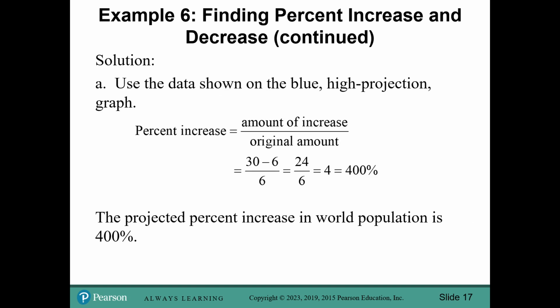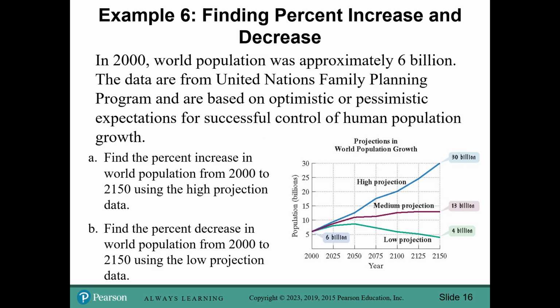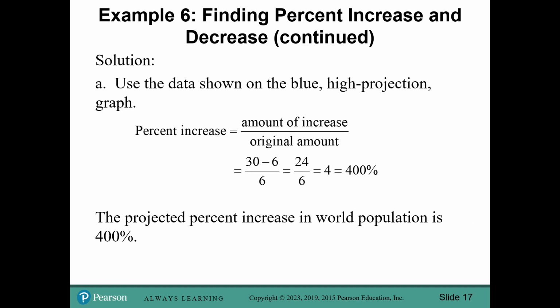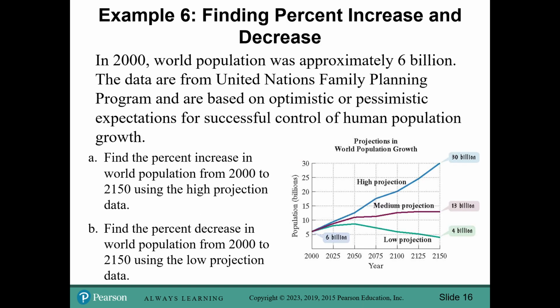Okay, so here's what we need to do. We need to use the data shown in blue, the high projection graph, and we need to look at the percent increase, which is the amount of increase over the original amount. The original amount starting here in 2000 is 6 billion. This is where all of them start. All the colors and all the projections start here at 6 billion. That is the number that's going to be on the bottom because that is the original amount. Now, the amount of increase goes on top.